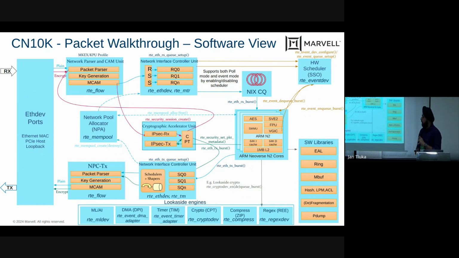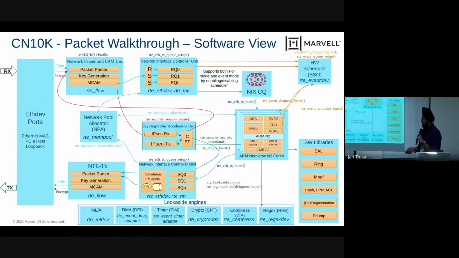And on the transmit side, rte_tm. With rte_tm, we can configure traffic management, basically entirely for achieving QoS. And then all these look-aside engines we listed, each and every block has a respective DPDK framework, such as ML has rte_mldev, which was recently upstreamed.